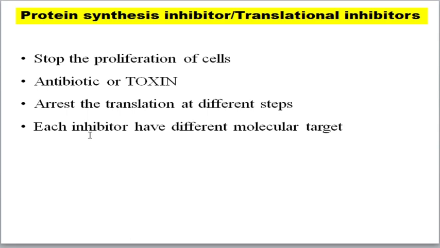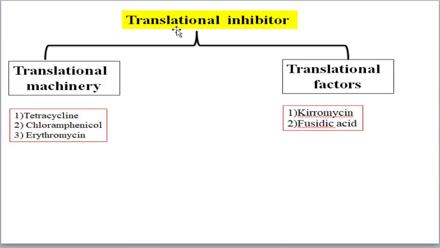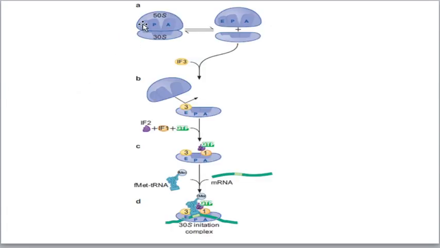Next, each inhibitor has a different molecular target. Based on molecular target, translation inhibitors are classified into translational machinery and translational factor. If you take antibiotics like tetracycline, chloramphenicol, erythromycin, they inhibit the process of translation by disturbing any process that is involved in translation machinery. Translation machinery includes your ribosomal subunits. So they might disturb any process occurring in the larger subunit of ribosome or the smaller subunit of ribosome.